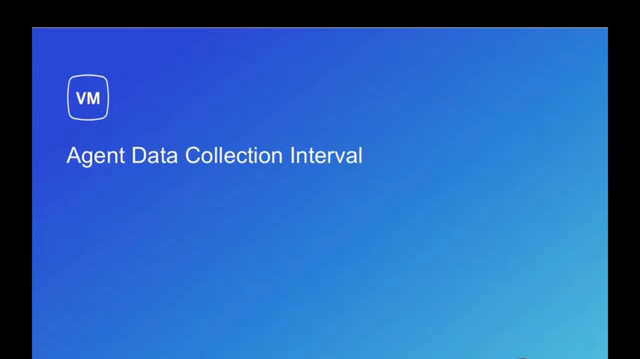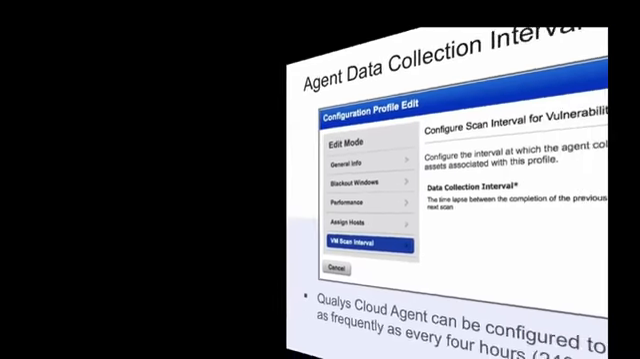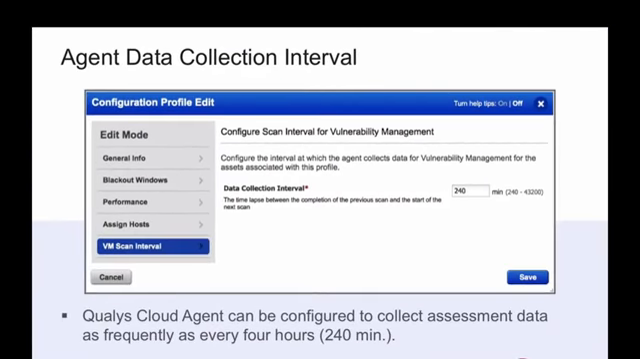Somewhat similar to scheduled scanning, Qualys Cloud Agent is configured with a setting called the Data Collection Interval. Qualys Cloud Agent is designed to collect assessment data from its host at regular intervals, which it then sends to the Qualys Cloud Platform for processing. By default, agent data collection occurs every 4 hours, or 240 minutes. The agent data collection interval can be set anywhere from 4 hours to 30 days.